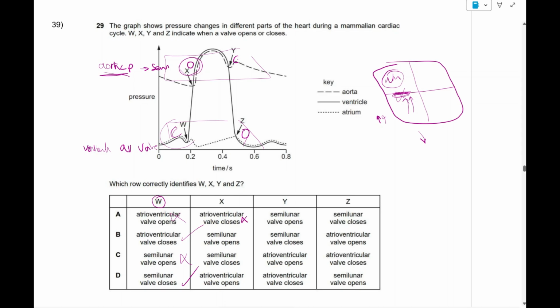So at X, we're not mentioning the atrioventricular valve. At X, we are mentioning the semilunar valves. Therefore, this is instantly incorrect. And this is the correct one because here it opens because of the mechanism that we just explained. Therefore, the answer is going to be B.